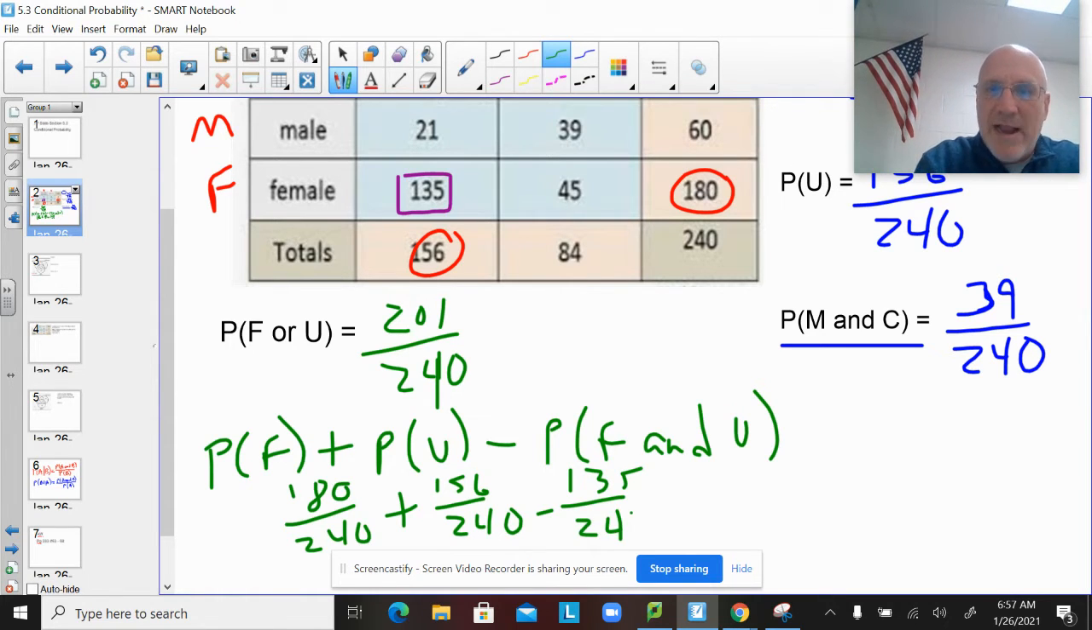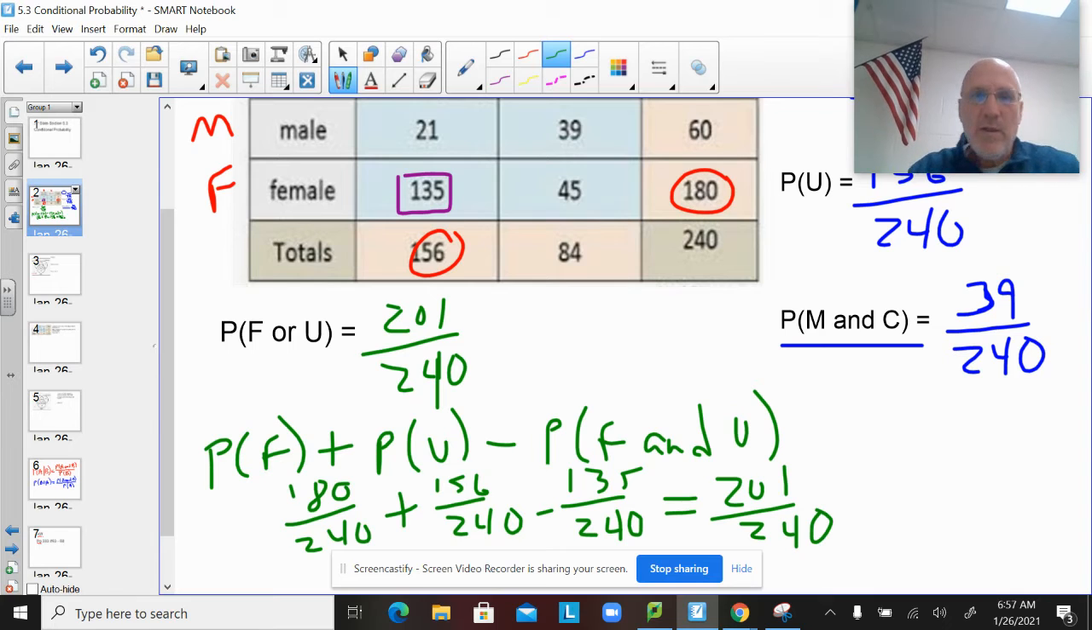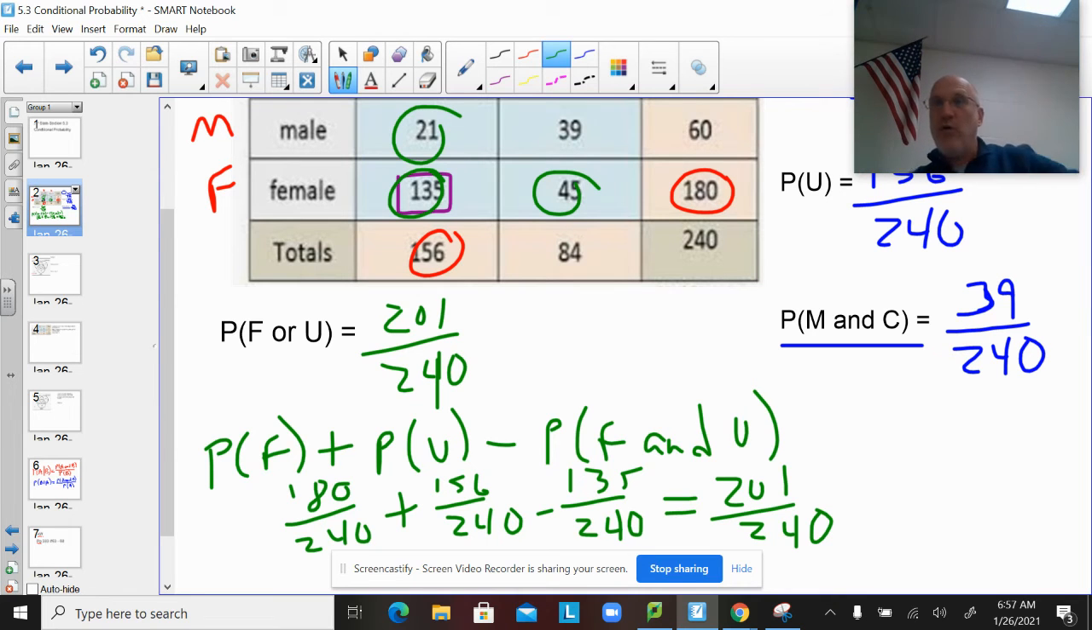Again, I'm not subtracting it to not count it. I'm subtracting it so I don't double count it. And if I add that, I get 336 minus 135 is in fact 201 over 240. So I don't want you to think one of those ways is better than the other. The formula will always work, but if you give me a two-way table and you ask for F or U, again, my first thought was to add up those three numbers because those are the female or the U numbers.